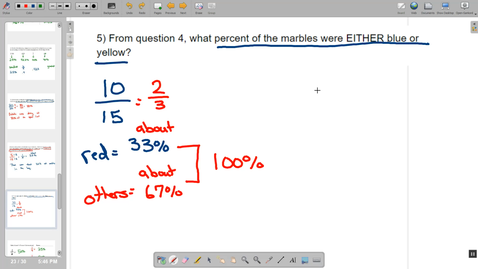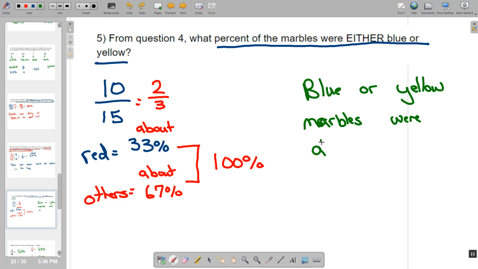So, blue or yellow marbles were about 67% of the bag. And there we go. Number 3 done. Only 1 left. Let me know if you have any questions.